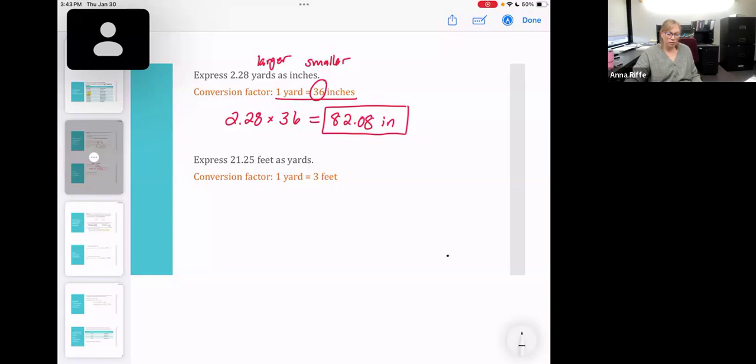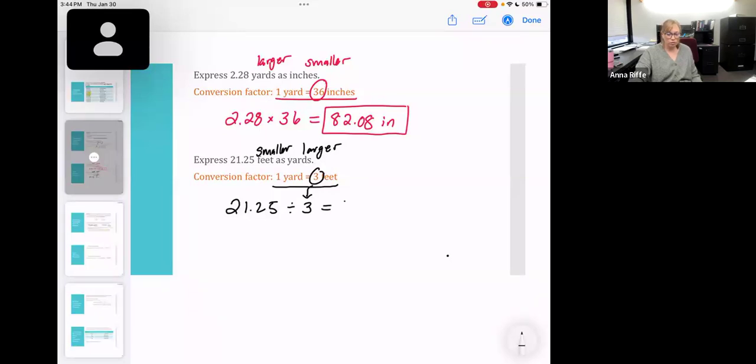Okay, similarly, if I'm given 21.25 feet, and I want to write it in yards, then I am going from a smaller unit to a larger unit. We know that because it will take 3 feet to make 1 yard. A foot is smaller than a yard. And therefore, I should get a number that is smaller than the 21.25 feet. So I'm going to take 21.25 and divide it by that number that exists in the conversion factor.